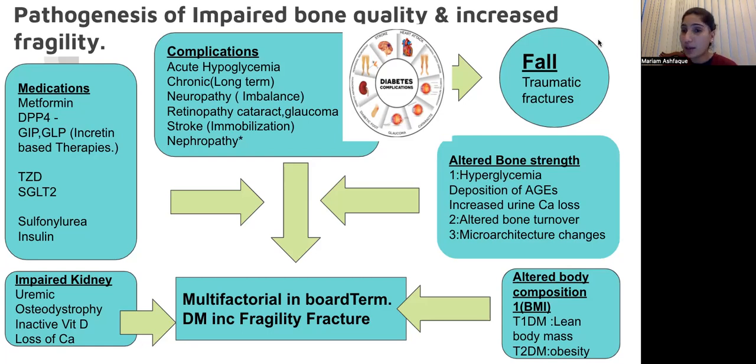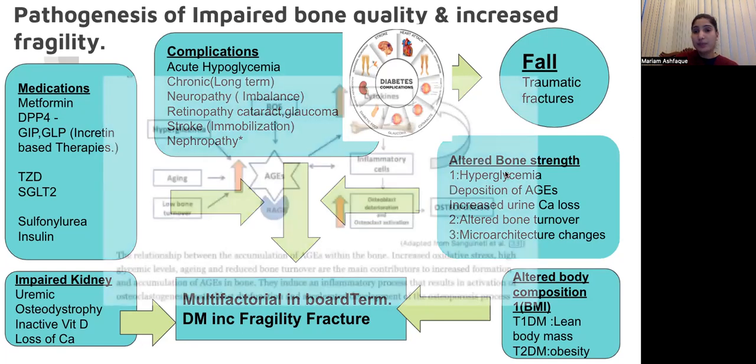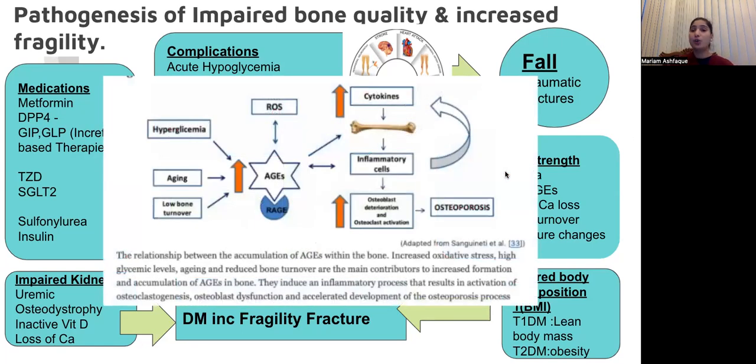They disturb the microarchitecture, and hyperglycemia, the excess glucose, causes the formation of AGEs, advanced glycation end products, which are deposited in the bone matrix. One well-known one is pentosidine. AGEs form physiologically due to aging, but in diabetes there is more production of AGEs, and they affect the bone in different ways.